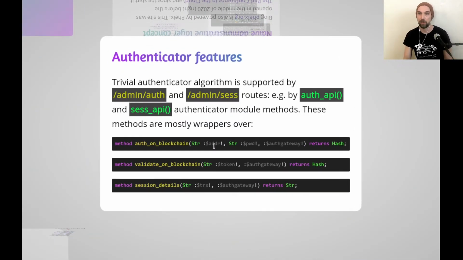The general authenticator logic, I mean the trivial authenticator algorithm, is provided by the auth API and session API methods. To be honest, these methods are mostly wrappers over auth on blockchain, validate on blockchain, and session details methods. Auth on blockchain is just an implementation of the authentication group from the trivial algo. Validate on blockchain is an implementation of the session management group from the trivial algo. And session details is a helper used to import session environment details.